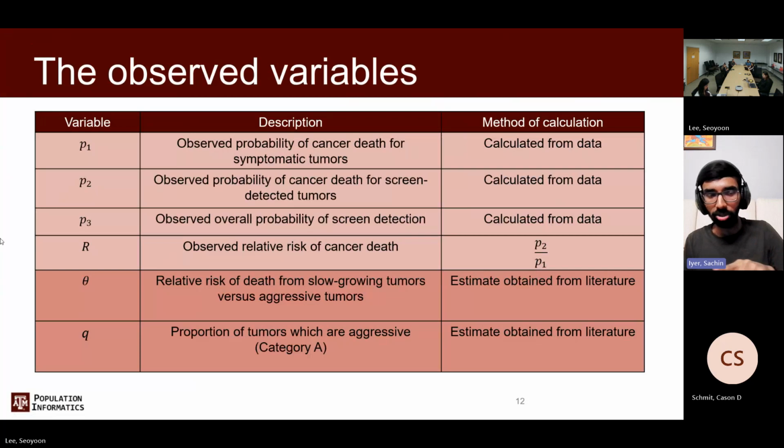One thing important to note is that all of these steps are done after the lead time bias correction is done. So the lead time bias correction is the first step which happens to the raw data itself, after which P1, P2, P3 are calculated. Theta and Q, which were mentioned in the previous slide, are both estimated from literature. And they represent again relative risk of death from slow growing tumors versus aggressive tumors. And Q represents the proportion of tumors which are aggressive. These cannot be observed directly from the data.